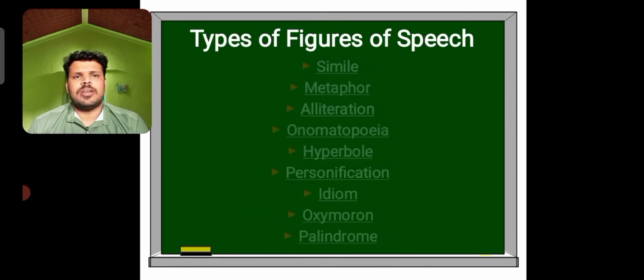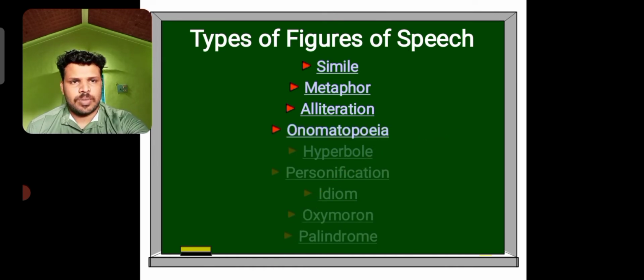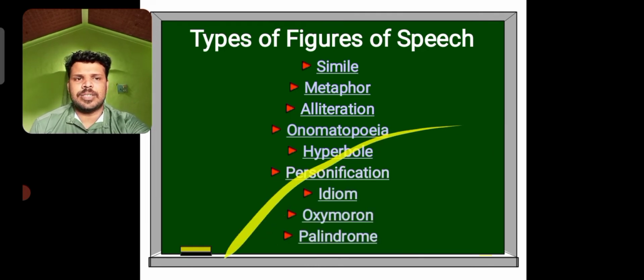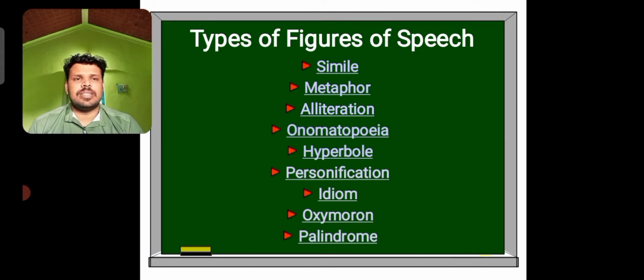Here there are so many types of figure of speech. So one by one we are going to discuss. Have a look before we go through in detail. First one is simile, next one is metaphor, alliteration, onomatopoeia, hyperbole, personification, idiom, oxymoron and palindrome. So these are the figures of speech we are going to discuss in detail in this video. So be ready.